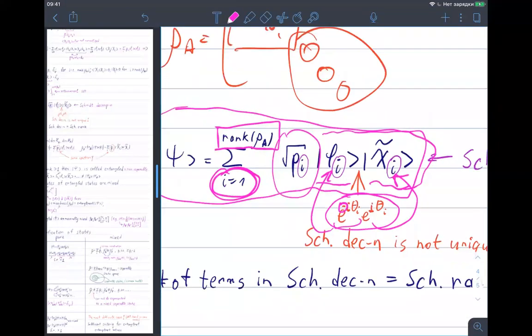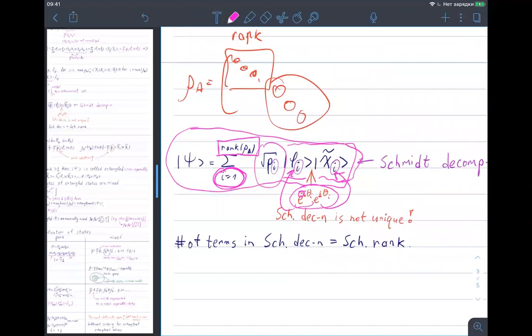But the whole picture will remain true. Yes. So you can see in some sense there are a number of different Schmidt decompositions, but they are quite similar because there are only these phase factor changes. Okay.